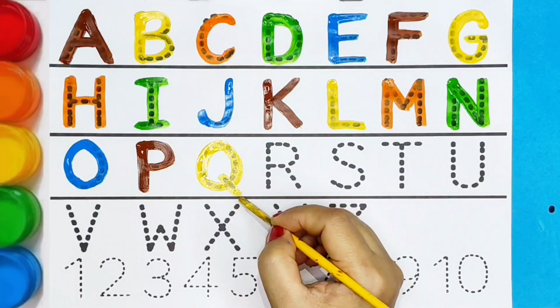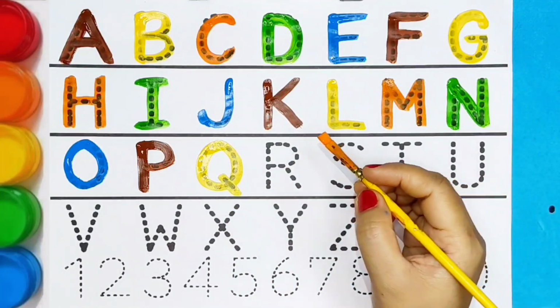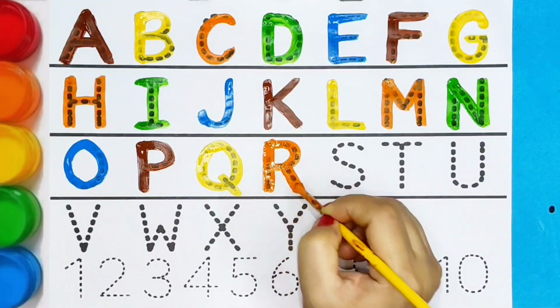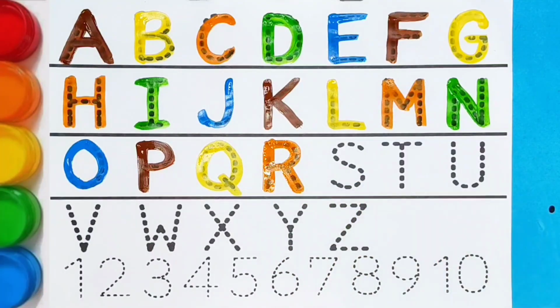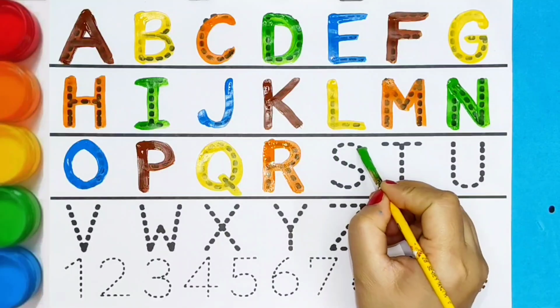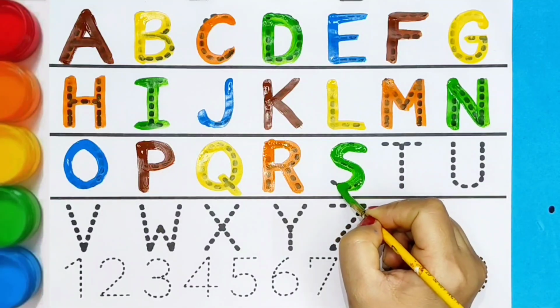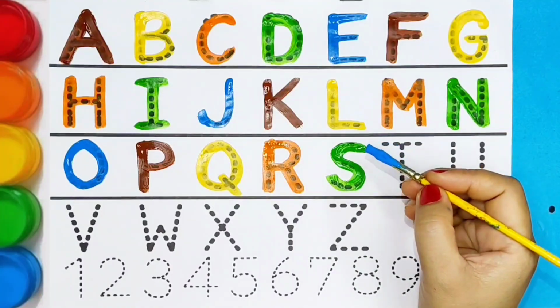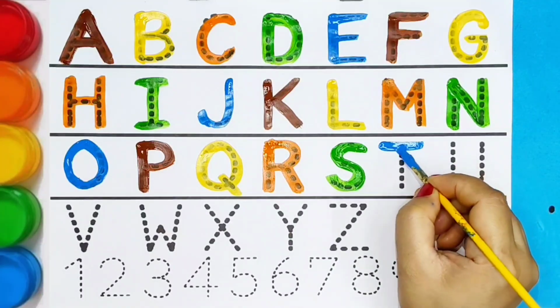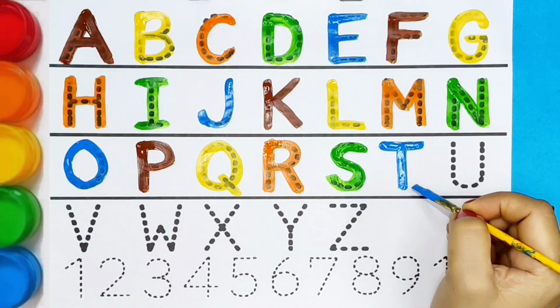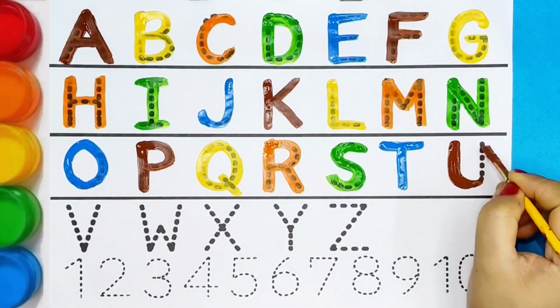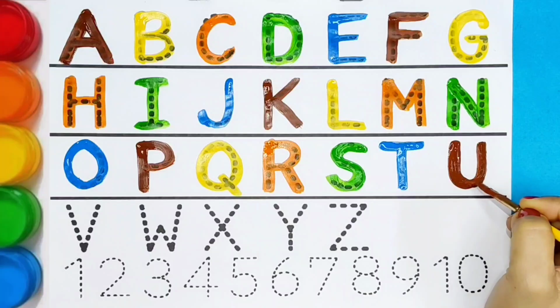Q. Q for queen. Orange color. R. R for rabbit. Light green color. S. S for sun. Sky blue color. T. T for tiger. Brown color. U. U for umbrella.